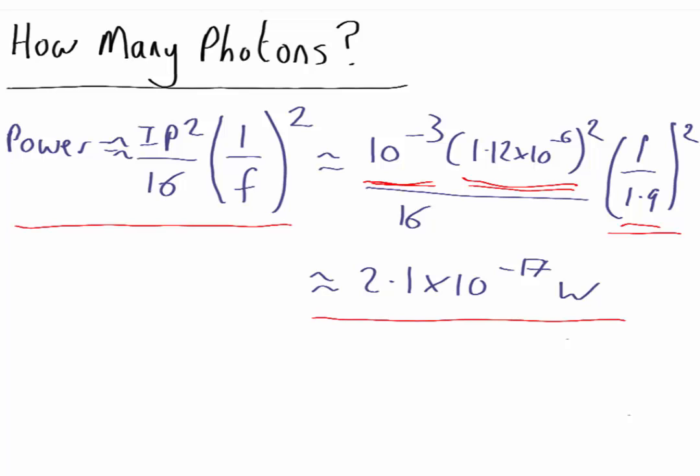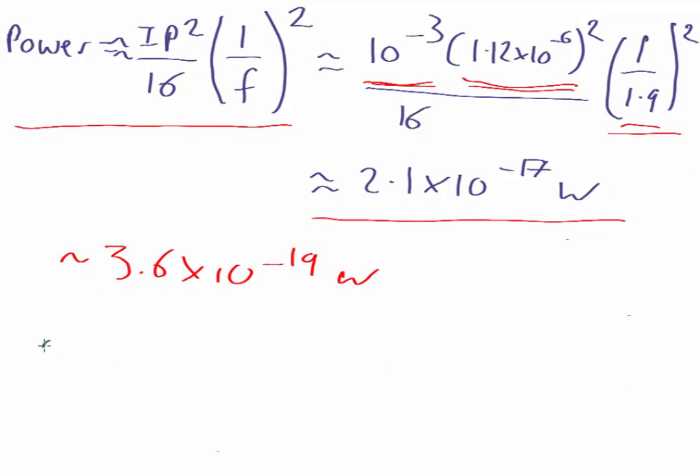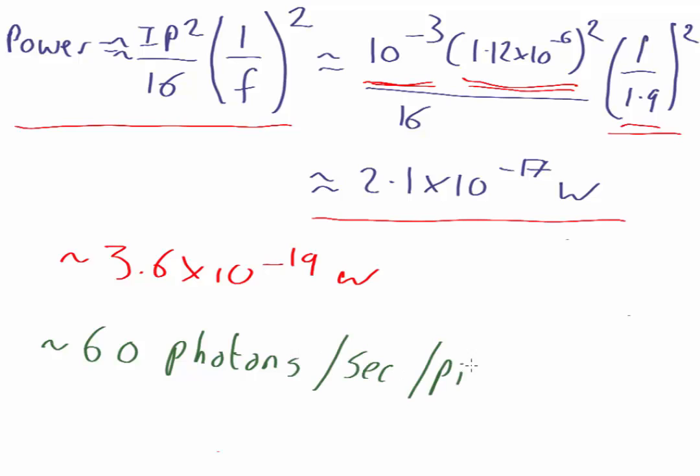If you remember, a typical photon energy was about 3.6 by 10 to the minus 19 joules, even smaller. So we're getting about 60 photons per second per pixel.